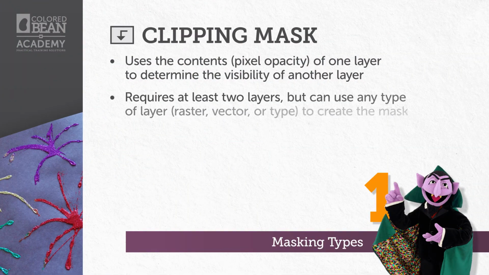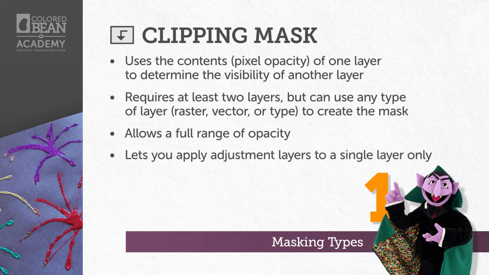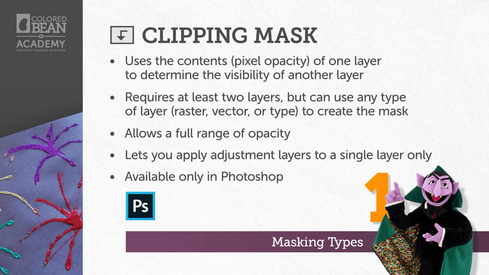Clipping masks require at least 2 layers, but you can use any type of layer, raster, vector, or even type layers, to create the mask. It basically lets you glue one layer to another, and your layer just inherits the opacity of whatever you stick it to. It's also a great way to make an adjustment layer apply to a single layer instead of everything below it. Clipping masks are only available in Photoshop.